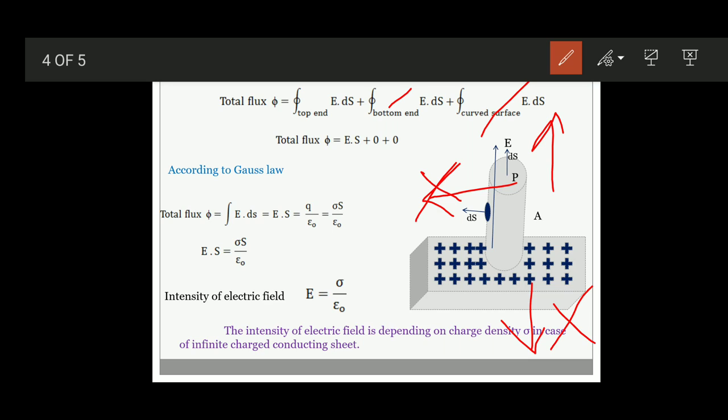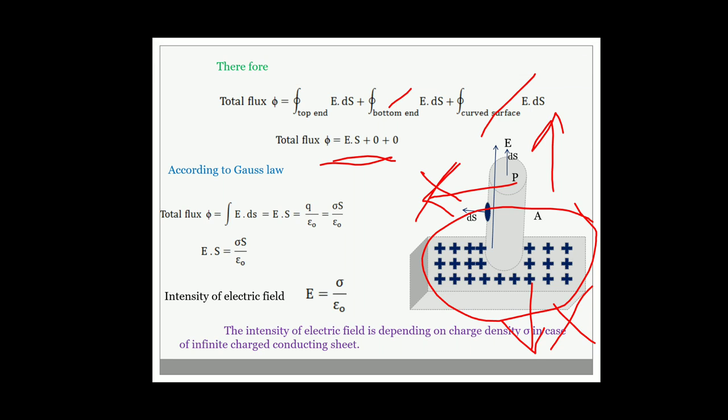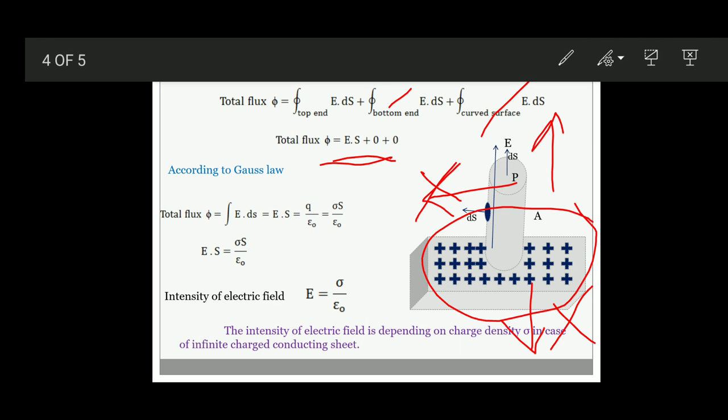So the total flux phi is equal to integration E dot ds, that is equal to E into S, because integration ds is equal to capital S, the total surface area of the charged sheet. Now, according to Gauss law, phi is equal to integration E dot ds, that is equal to q by epsilon naught. But we know q is equal to sigma S, so E into S is equal to sigma into S by epsilon naught. When S cancels on both sides, the intensity of electric field E is equal to sigma by epsilon naught.